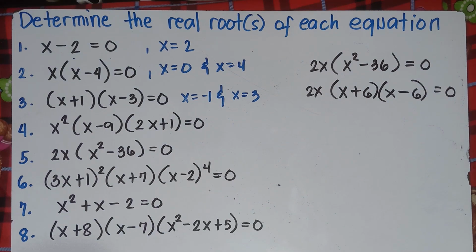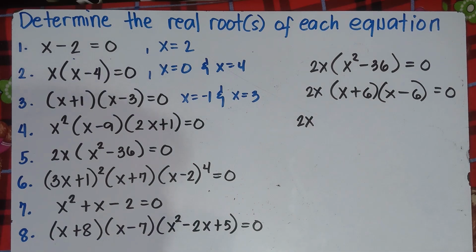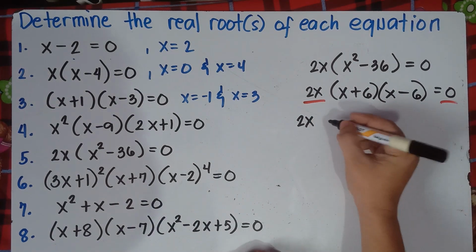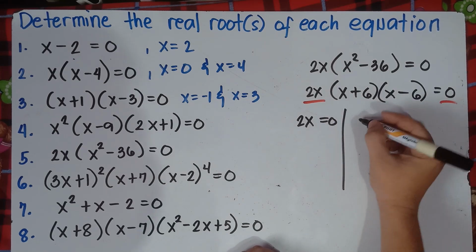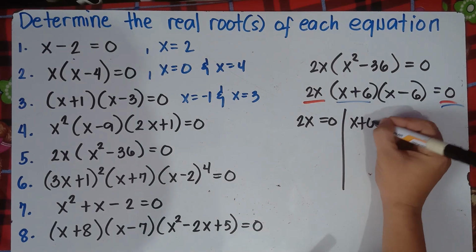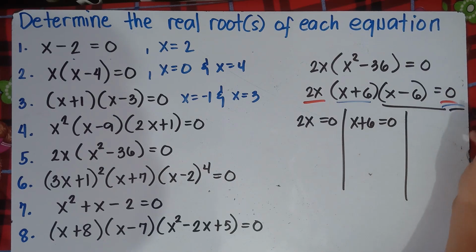Alright, so that's it. Equate this into 0. So this will be 2x. Equate this to 0. So 2x equals 0. The other one, x plus 6 equals 0. And this one, x minus 6 equals 0.